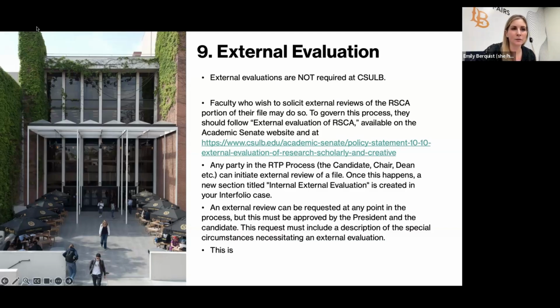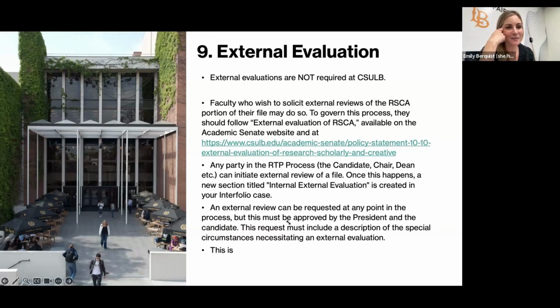That's sort of a lot of information there. So let me stop and see if anybody has questions about that, the external evaluations, candidate inspired or sort of mandated by other policies.